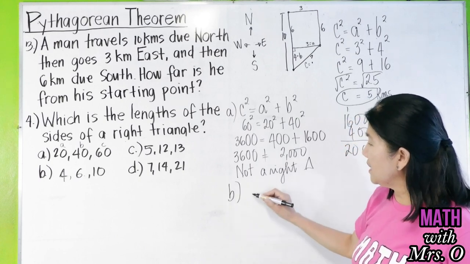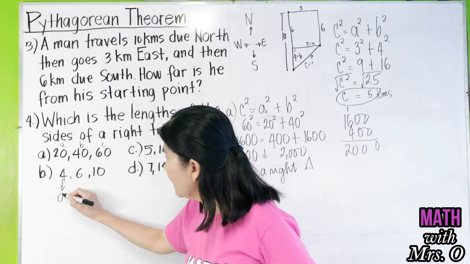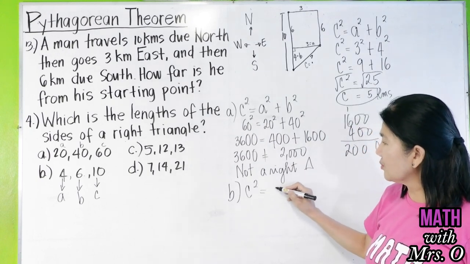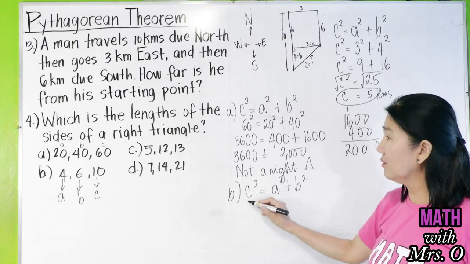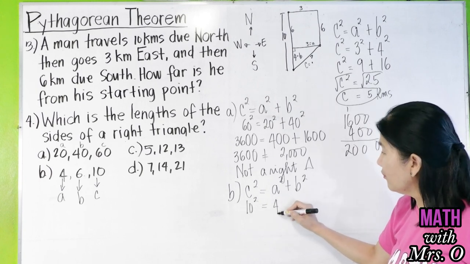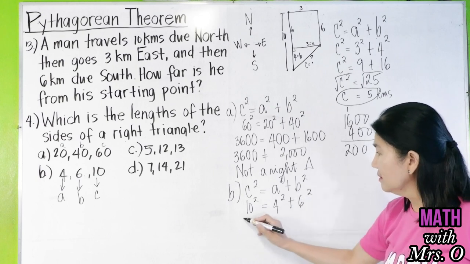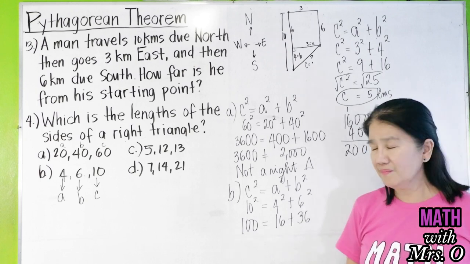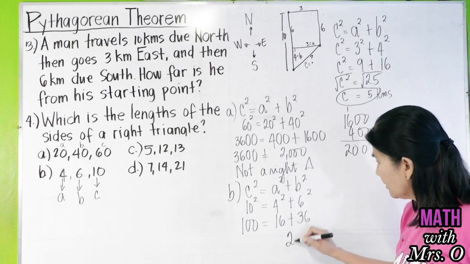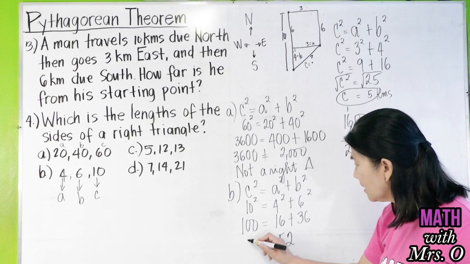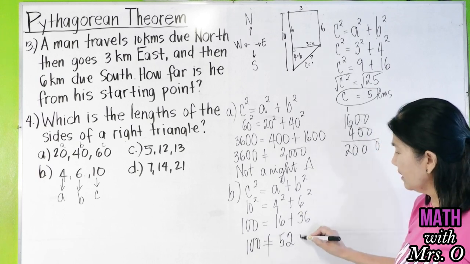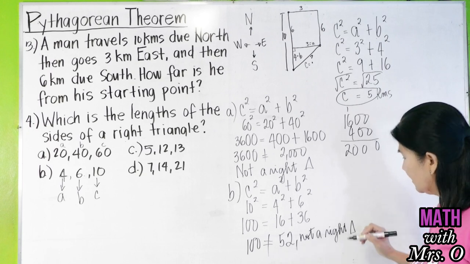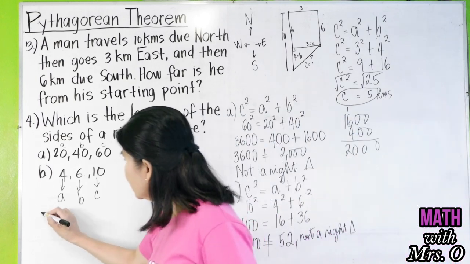We do the same thing with letter B. We let this be our A, this is our B, and this is C. Apply the Pythagorean theorem. C squared is A squared plus B squared. So this is 10 squared equals 4 squared plus 6 squared. Is 100 equal to 4 times 4, 16, plus 36? 6 plus 6, 12, carry 1, 3, 4, 5. 100 is not equal to 52, therefore, not the sides of a right triangle, not a right triangle. But let's proceed to letter C.